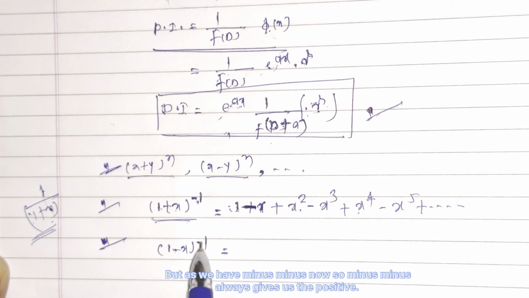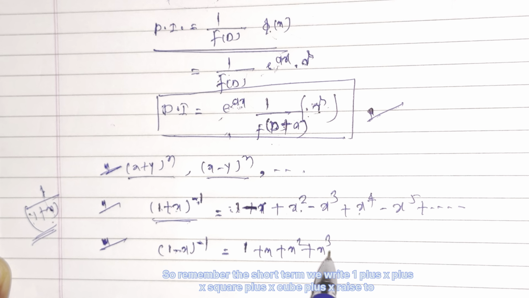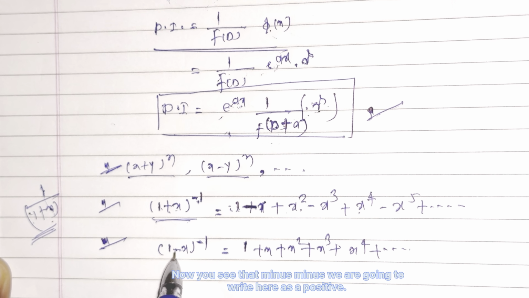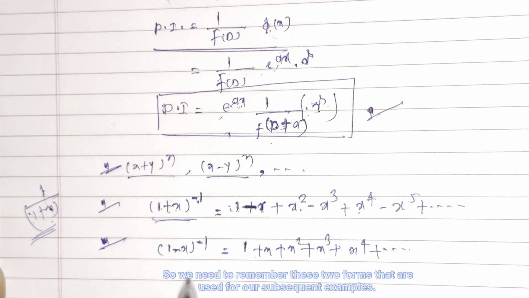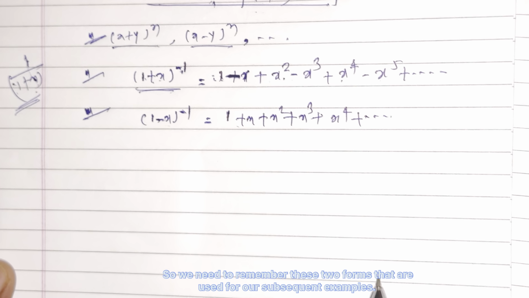But as we have minus now, and minus always gives us the positive, remember the short trick: we write 1 plus x plus x square plus x cube plus x raised to 4 plus and so on. Now see that the minus we write here as a positive. So we need to remember these two forms, which are useful for our subsequent examples.